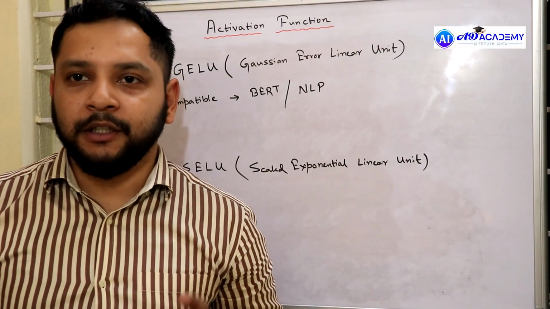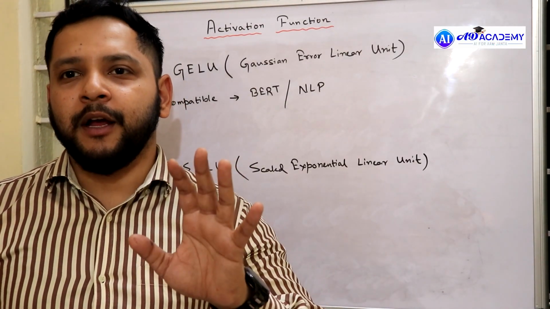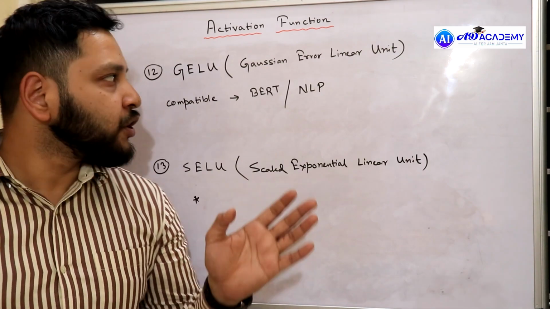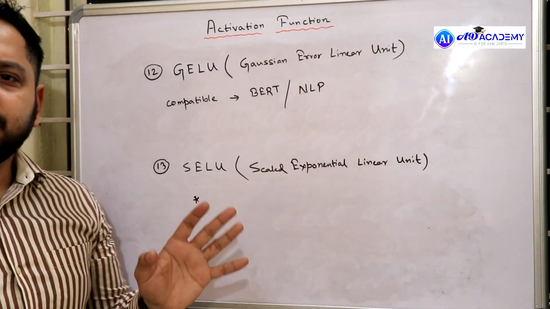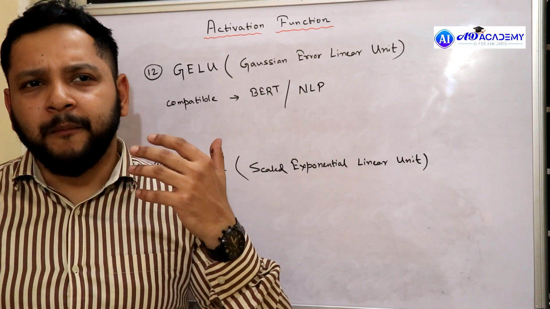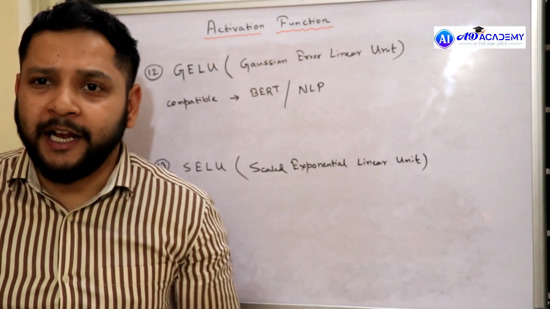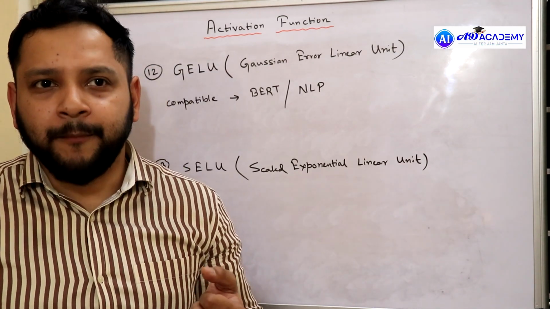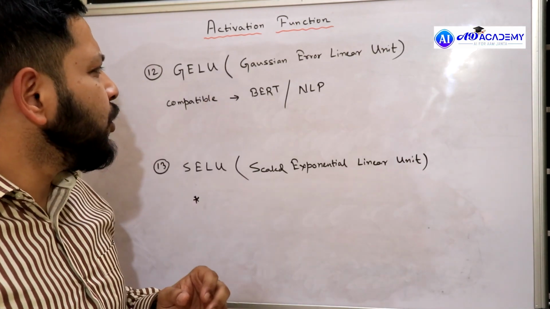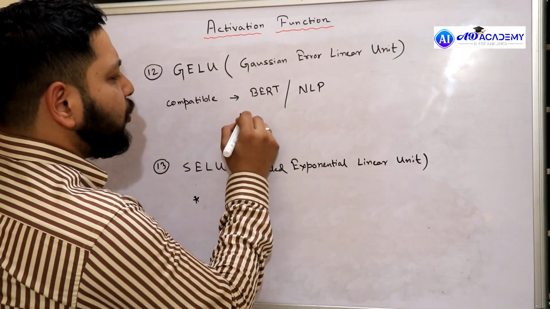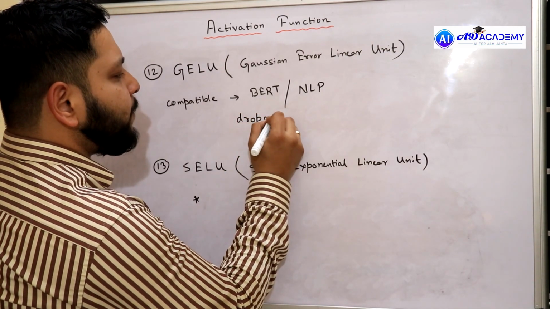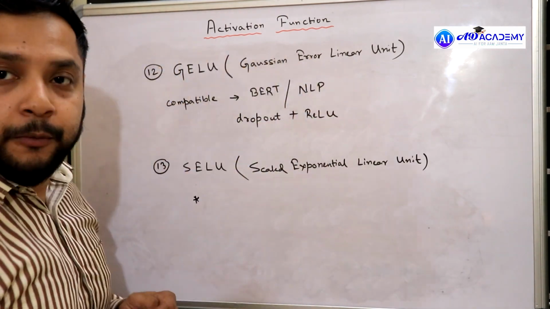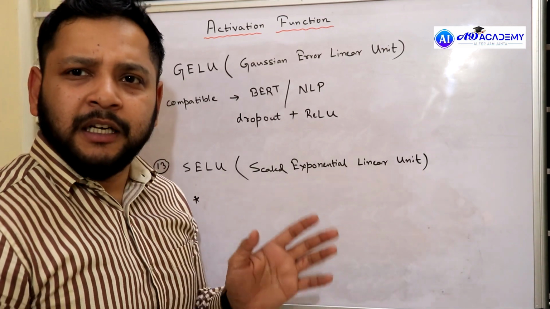Now, apart from all these commonly used activation functions, there are some other activation functions like GELU. GELU is Gaussian error linear unit. This is generally used in some advanced cases of NLP, like in the case of BERT and other transformers like RoBERTa. It has a concept of dropout, so the concept of dropout is used with ReLU in GELU. The mathematical equation is very complex.